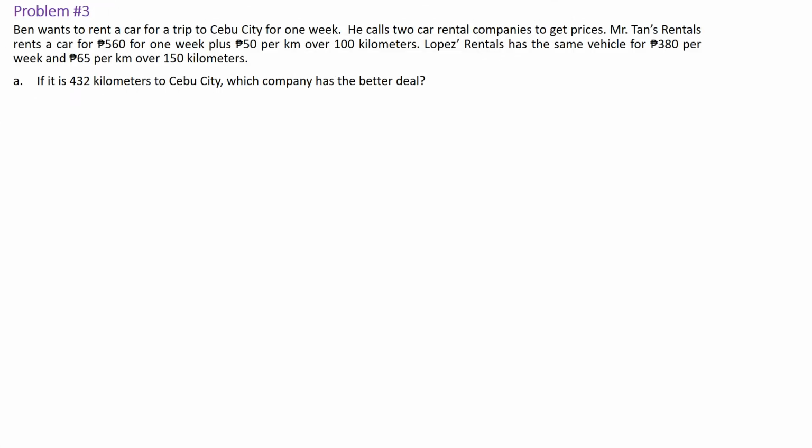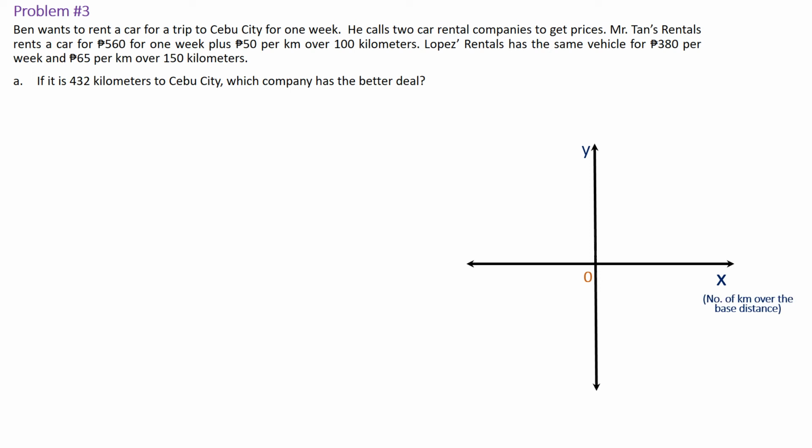Now let's graph the given problem. So you have the Cartesian plane, and x will be the number of kilometers over the base distance, and y is the rental cost. For Mr. Tan's Rentals, if x is 0, then the cost will only be 560 because it didn't go over the base distance, which is 100 kilometers. Now if it's going to Cebu City, that is 432 kilometers, then it will be 432 minus 100, which is 332. And then we're going to look for its total rental cost. If we connect the dots, that's going to be the graph for Mr. Tan's Rentals.